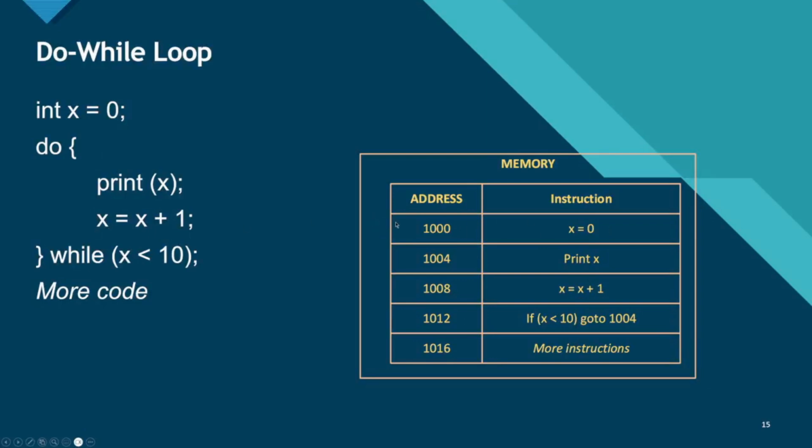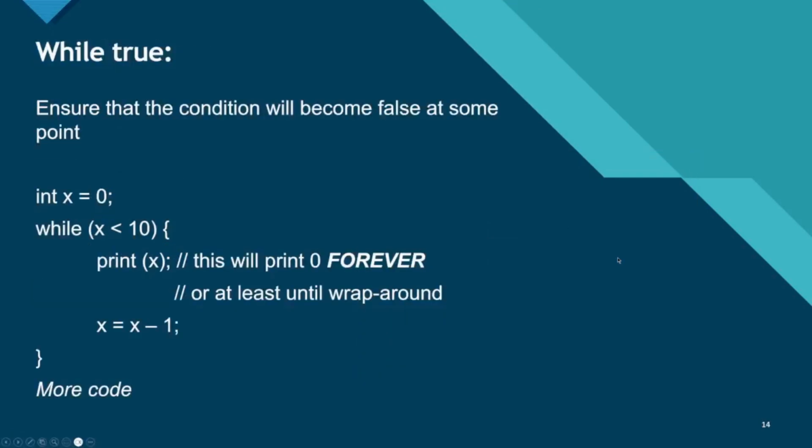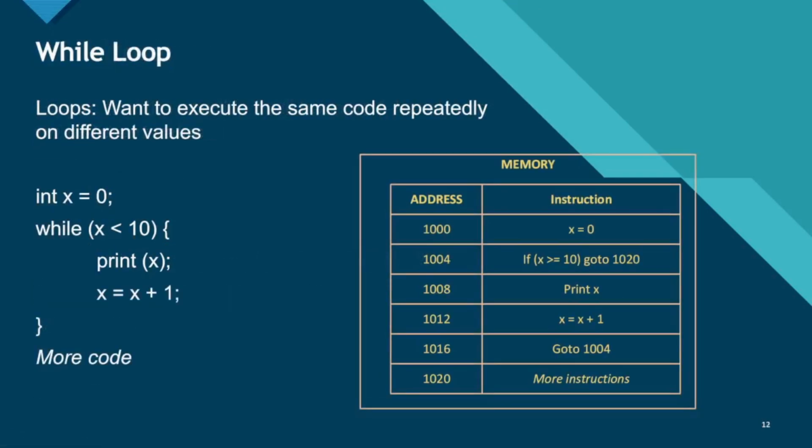So you can see over here how that gets translated by the compiler. It's going to set x equal to 0, then right away, no check of the conditional, it's going to do the inside of the loop. Print x, x equals x plus 1, and then if x is less than 10, go back to the top of the loop, go to 1004. So then it's going to increment, it's going to come down here, and then it's going to go right back up. So let's compare that to what we had before.